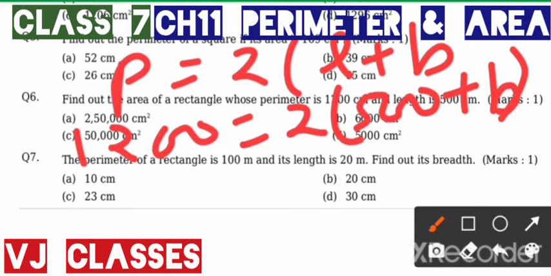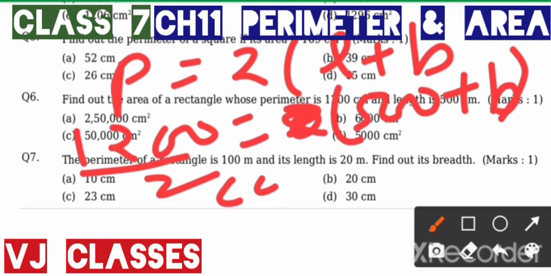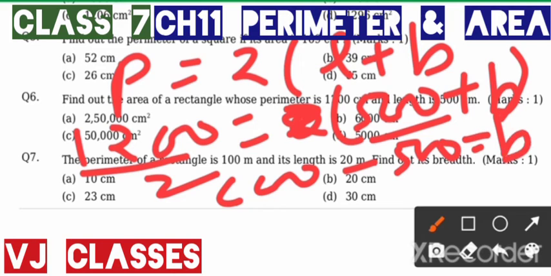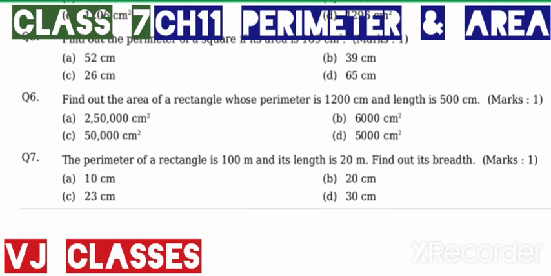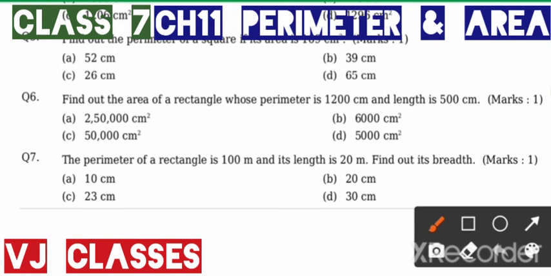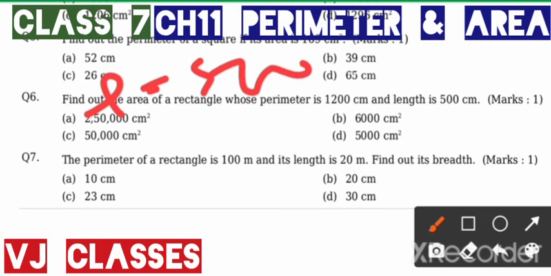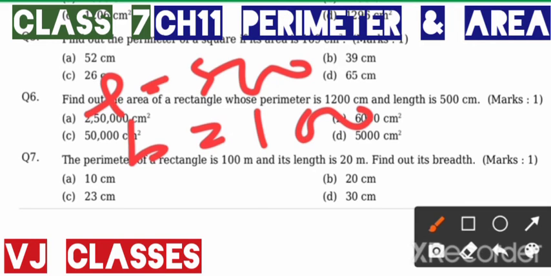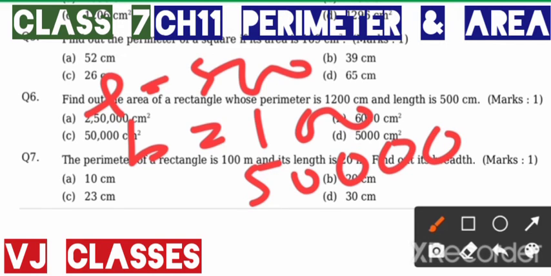Okay, so this 2 will go in divide here, it will become 600, and this 500 is in plus with B, so it will come here with minus, opposite side transfer. Okay, so B value is coming 100. L equals to 500 and B equals to 100. Area you have to find, so multiply these two, it means 5 and after it 4 zeros will come. So 50,000 centimeter square is the answer of it. Answer number C is correct.